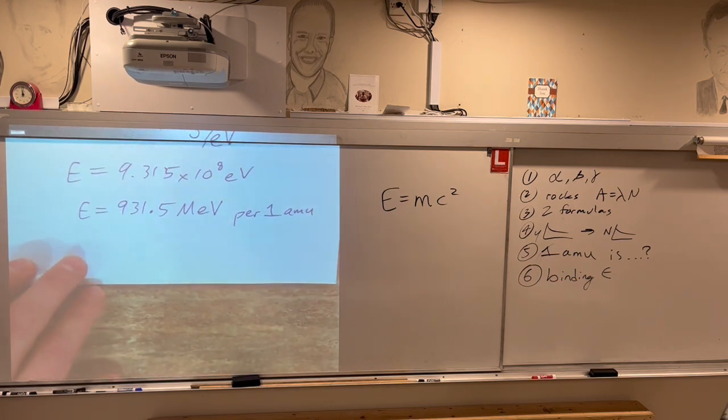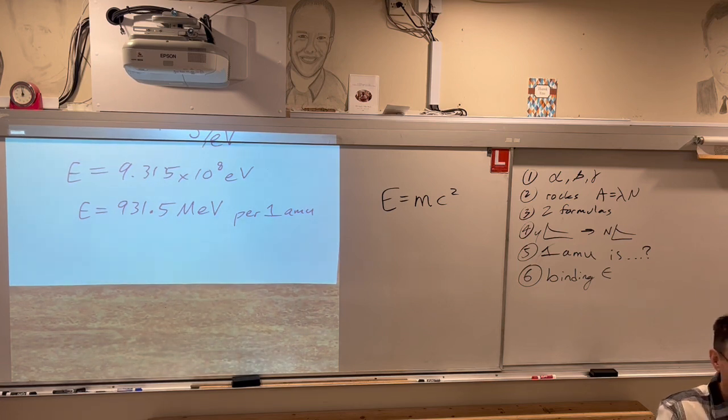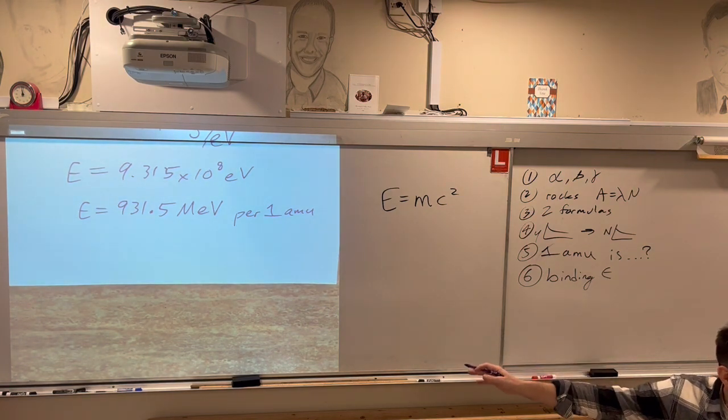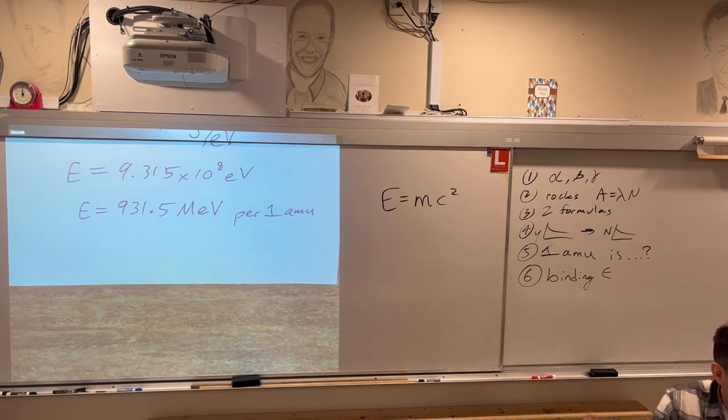This is very handy to have this number. If you try to do this process on the exam, it will take you too much time, and they know it's going to take you too much time. So it's nice to have this number in your back pocket, so you can just take the number of atomic mass units of the element you're working with and times it by 931.5, and instantly you have mega electron volts. It's just an easy number.